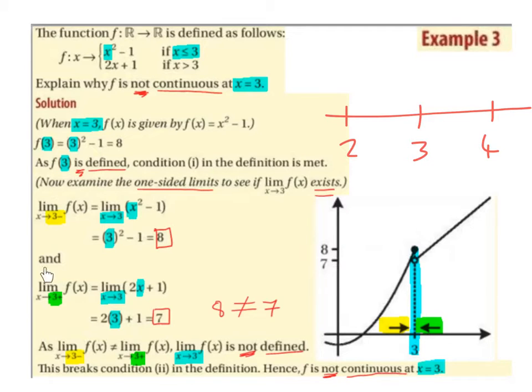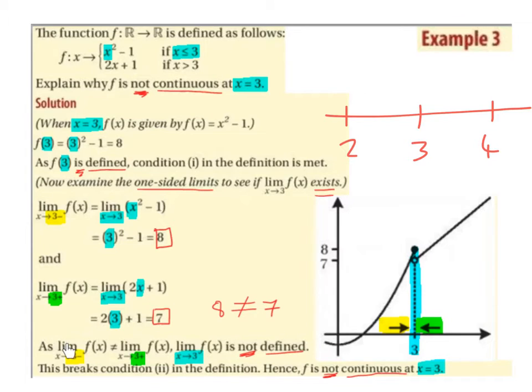Now we're going to have a look at the limit of f of x as x approaches 3 from the right. So if we're approaching 3 from the right, it's all the numbers that are greater than 3. So for x values greater than 3, we're going to use the function 2x plus 1. So the limit of 2x plus 1 as x approaches 3 is 2 times 3 plus 1, which is 7. So the limit of f of x as x approaches 3 from the right is 7. And obviously 8 and 7 are not equal.